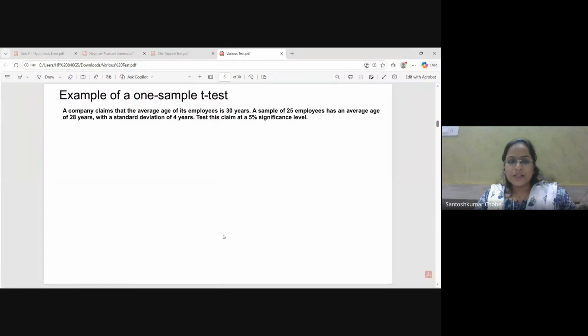Example of one sample t-test. I want you all to write down the example. I will just dictate. A company claims that the average age of its employees is 30 years. What is the company's claim? That the average age of the employees is 30 years. A sample of 25 employees has an average age of 28 years.